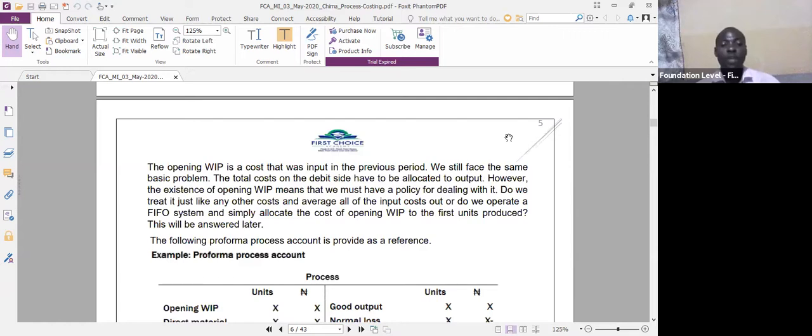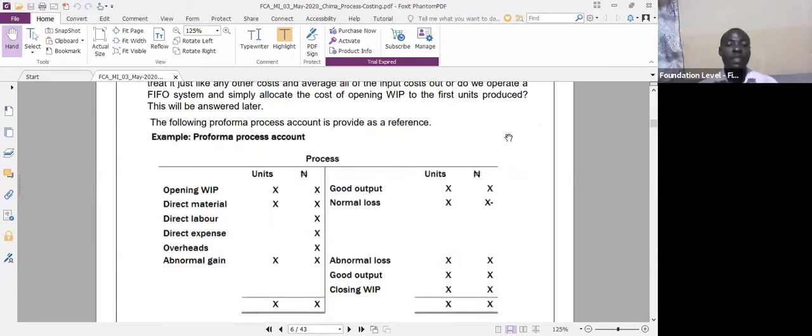So the opening work in progress from the previous period will have a basic problem to face. And to solve that problem, we have to deal with the opening work in progress in 2 ways. Either we use the weighted average method, or the first in, first out. We will explain that. Now, can you see the format?